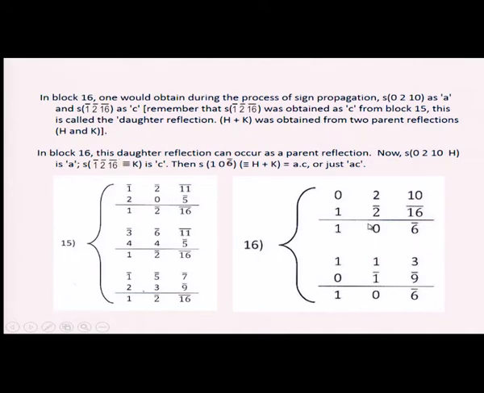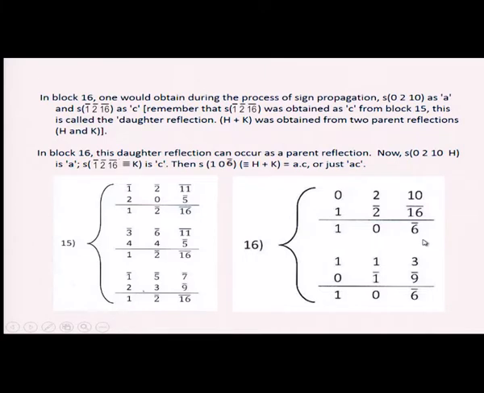Now, look at block 16. Here 0 2 10 is there, and 1 2 bar 16 bar is obtained from this result. This result gives you C as the sign for 1 2 bar 16 bar. This C can be plus or minus. Now, the 0 2 10, if you look at our origin defining reflections, this sign has been assumed as A. This result is obtained from here as C. Therefore, the sign of 1 0 6 bar has to be A multiplied by C.